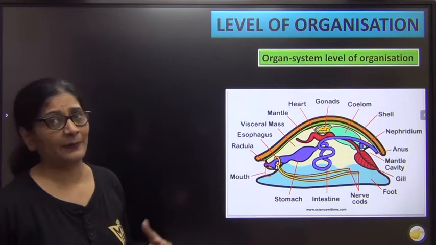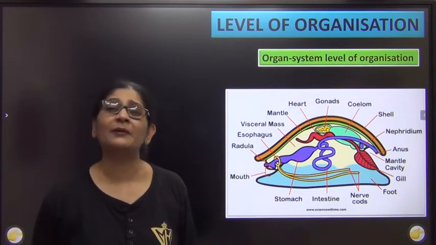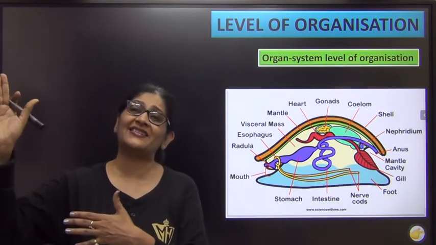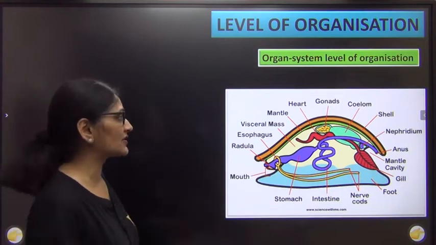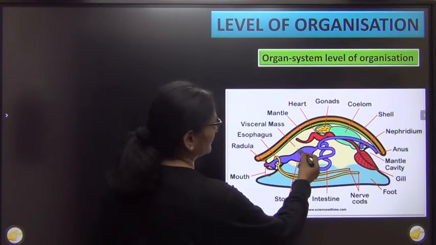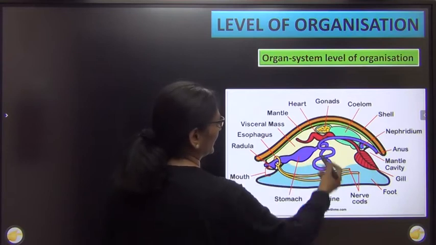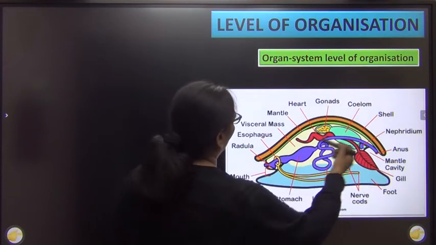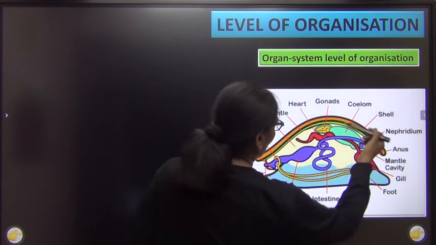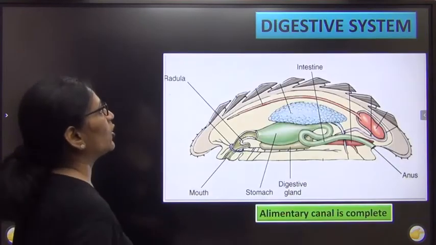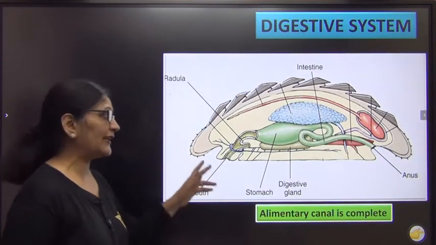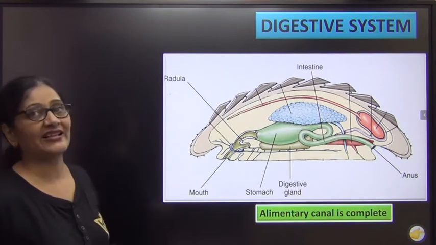The level of development has to be organ system level of development, because right from the type aschelminthes, the system is organ system. So you can see there are a lot of organ systems. This is the digestive system, this is the reproductive system, then this is the respiratory system, this is nephridia, that is the excretory system. So they have the organ system level of development. So let us come one by one. First we come to the digestive system.